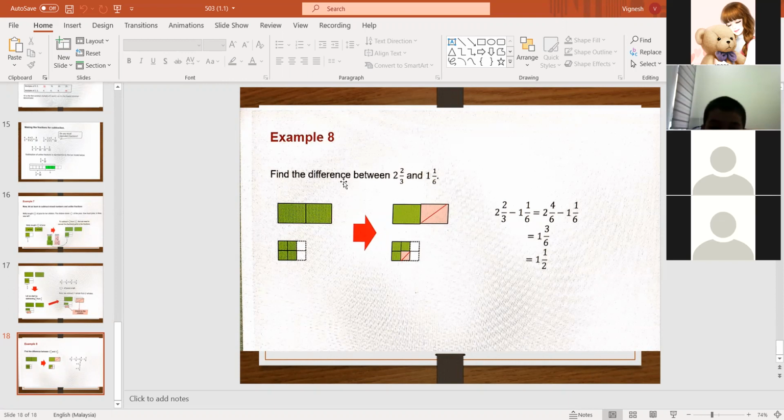3 multiplied by 2 is 6. 2 multiplied by 2 is 4. So 4/6 minus 1/6. Very good. Is 3/6. Very good. 3/6 simplified is 1/2. How to simplify? 3 divided by 3, 6 divided by 3.